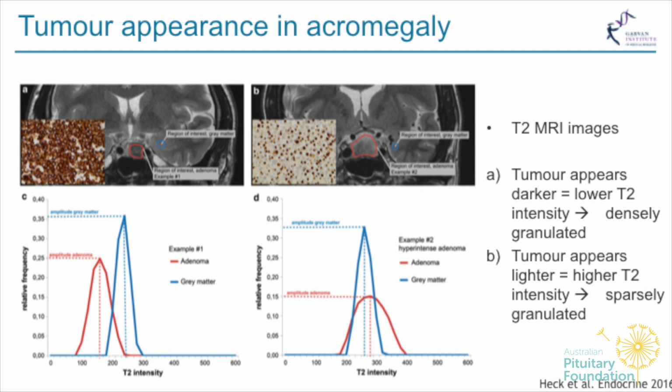On the right, we have an image of a tumour that appears lighter when compared to the rest of the brain tissue, and that's representative of a higher T2 intensity, and that represents or may represent a sparsely granulated somatotroph tumour. And sparsely granulated somatotroph tumours are known to behave more aggressively over time, and they're also known to respond less well to treatment. So that can be a really important key for us into how we approach this particular tumour.